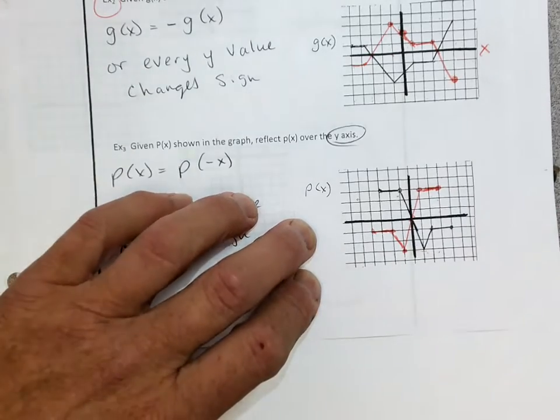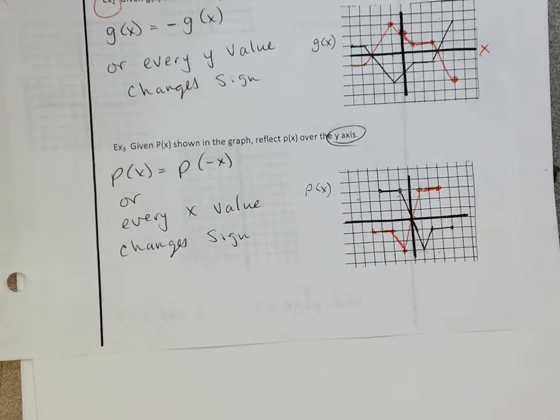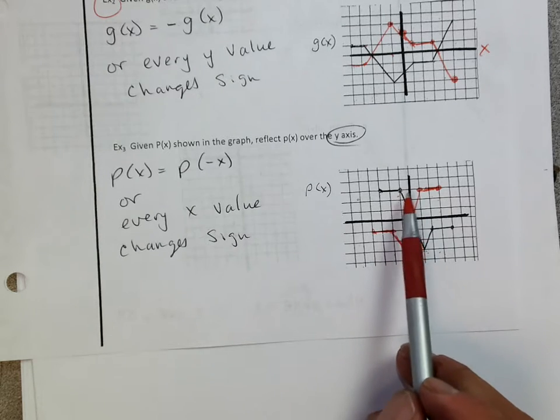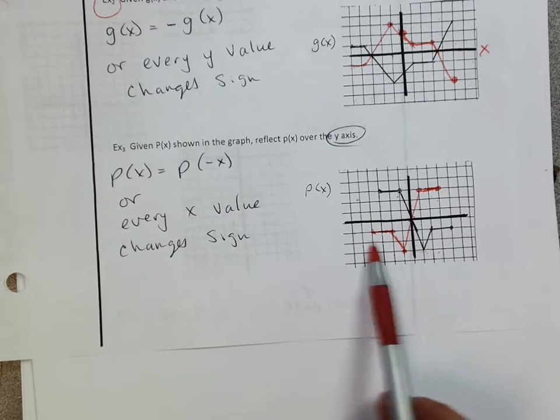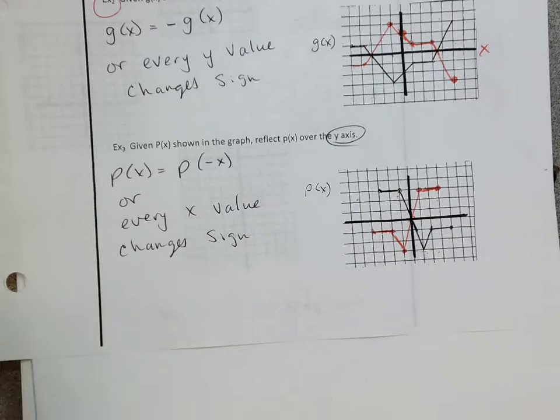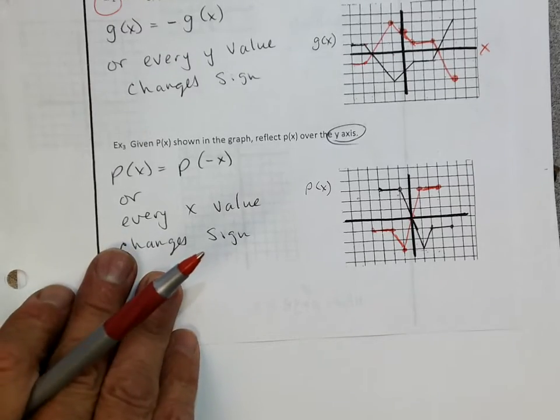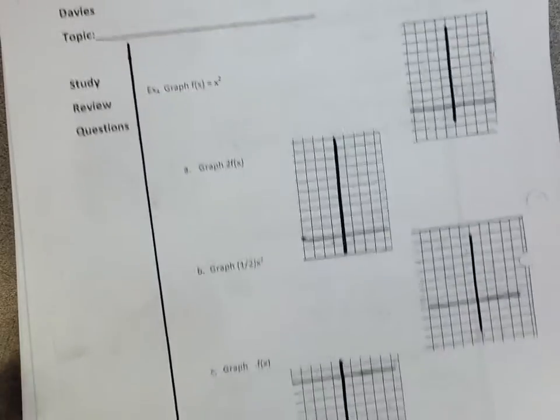Okay? Can you see it? Does it look like it got flipped over the y-axis? And every x value changed sign. If the x values were positive, it became negative. If it was negative, it became positive for the x values, okay? Thumbs up. Okay, ready to turn the page? All right, here we go.